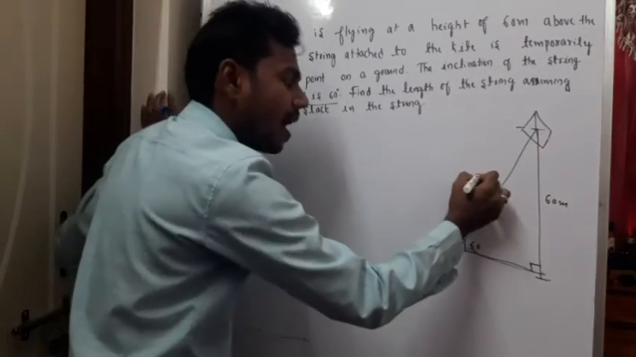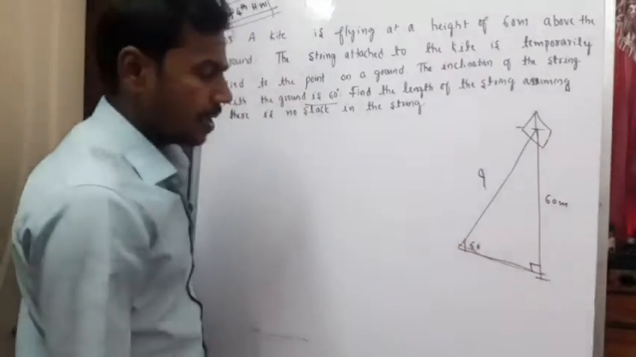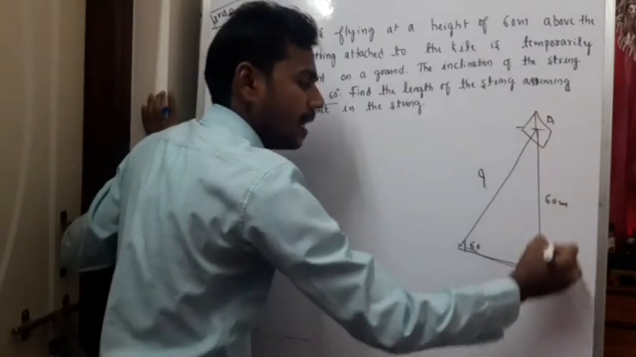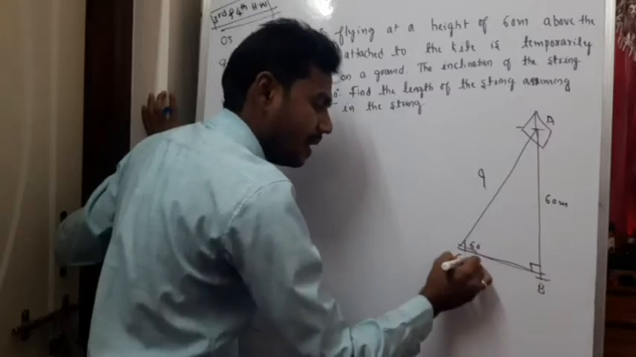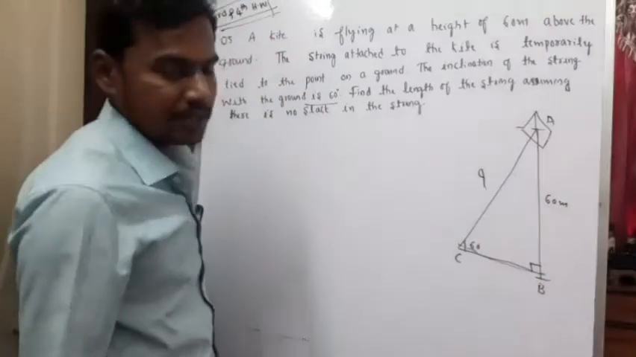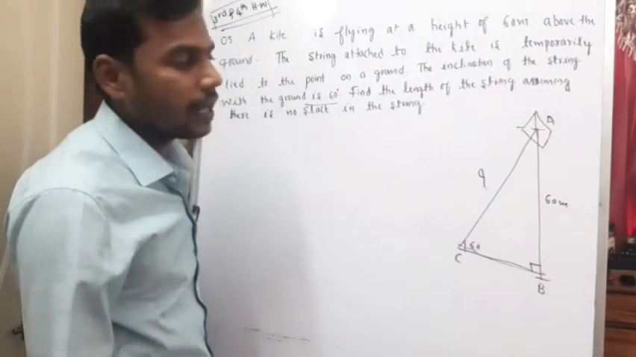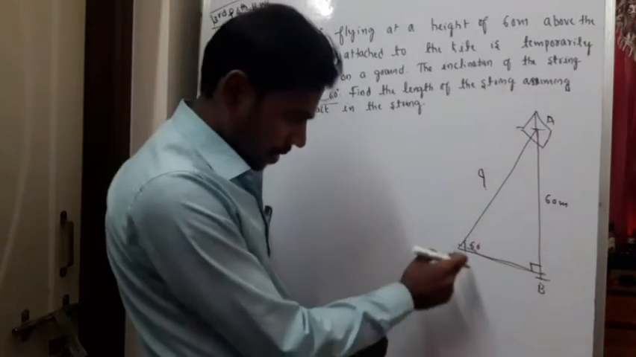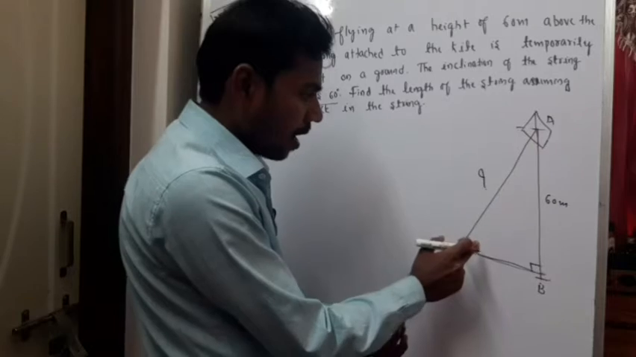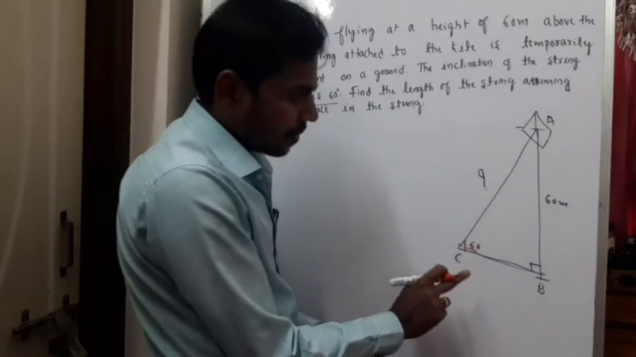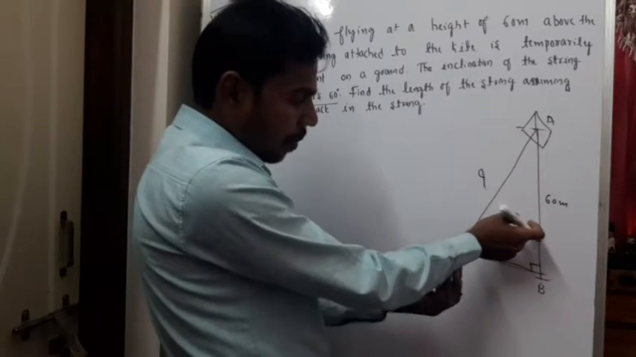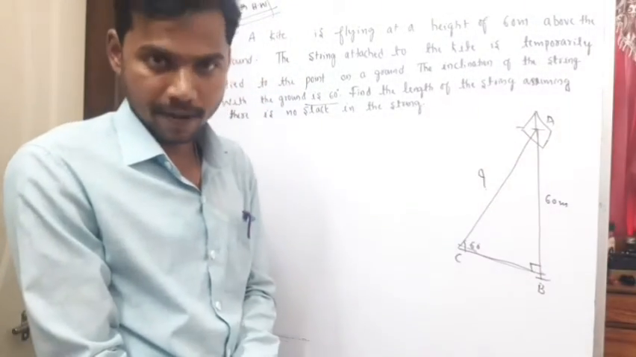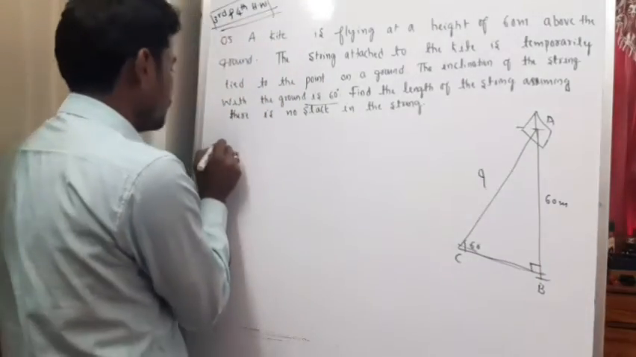So we need to find the length of the string. What is being given to us? If I consider this as A, this as B and this as C, I need to find the length of the string. What do I know? I know the side opposite to 60 degree and I know 60 degree. So what should be the relation between opposite side and hypotenuse? I can make use of sine theta. So, solution.